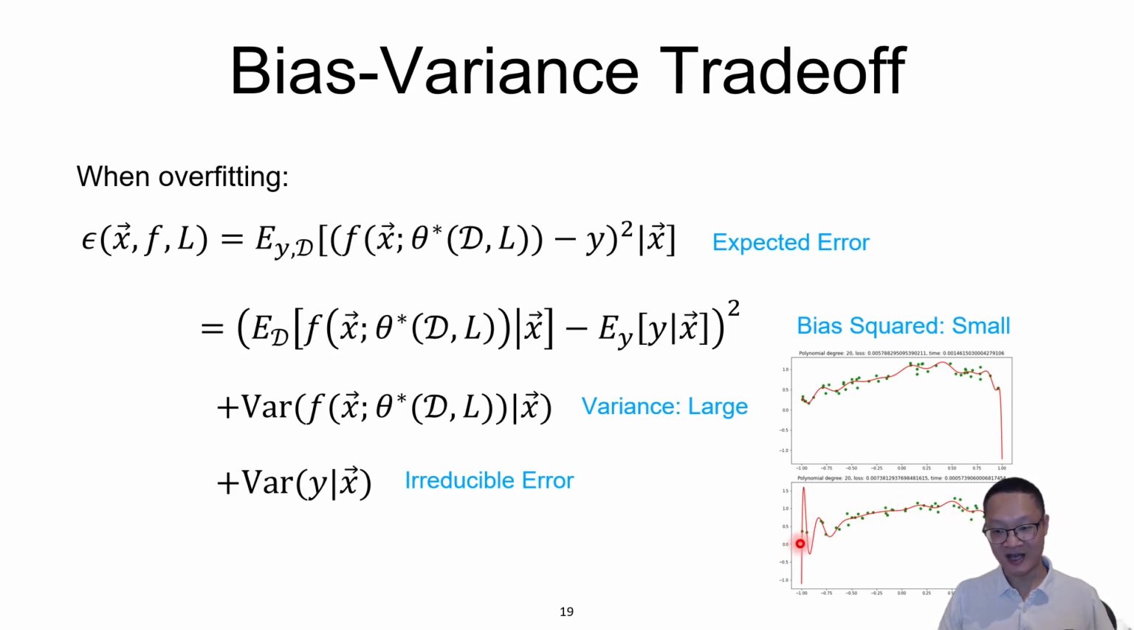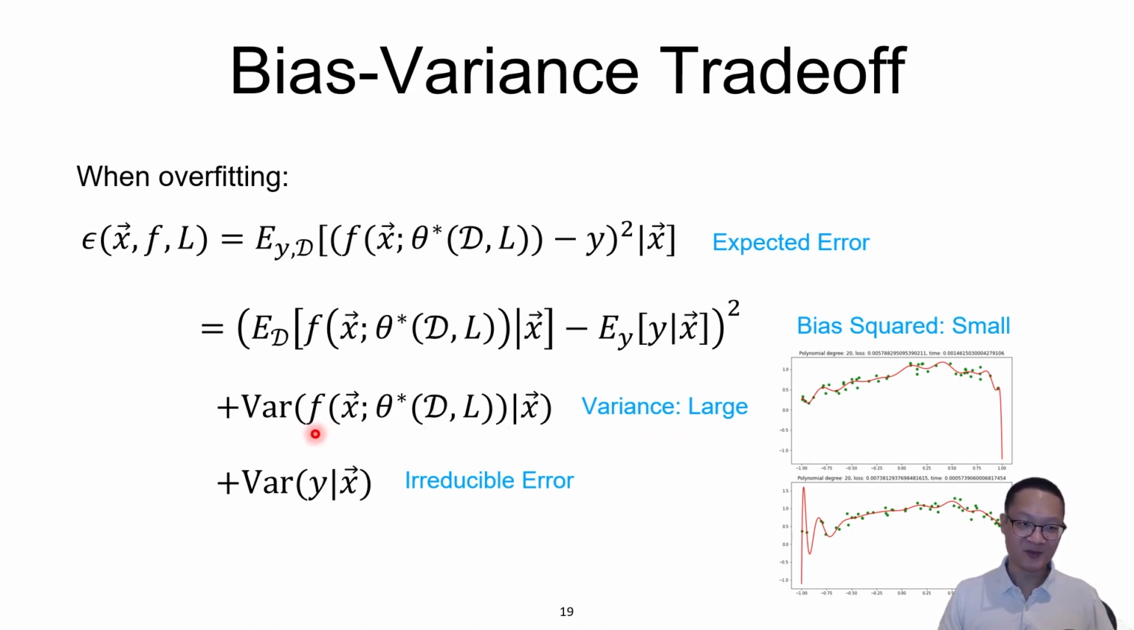And the difference between the average red curve trained over many different data sets and the average green data points, that's actually going to be pretty small in this case. So the bias squared is very small. However, the variance will be very large.